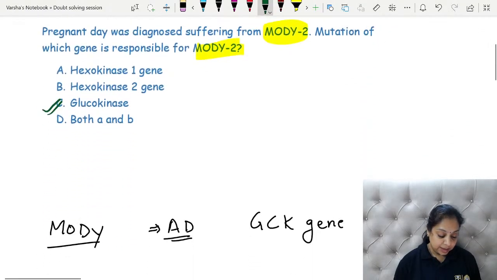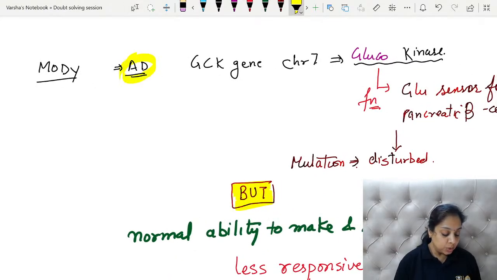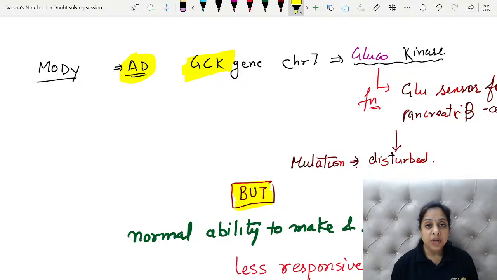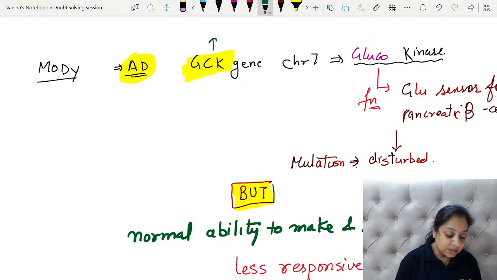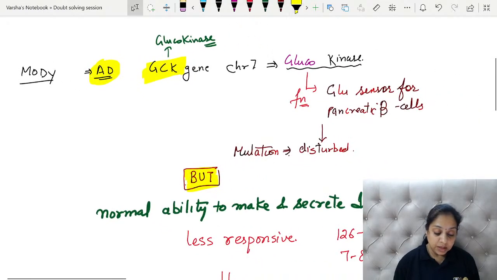Glucokinase. The enzyme involved is glucokinase. MODY is autosomal dominant in nature, and the GCK gene is responsible for this MODY. The GCK gene is responsible for the synthesis of the enzyme glucokinase, which converts glucose into glucose 6 phosphate, and this enzyme also triggers the release of insulin from the pancreatic beta cells.